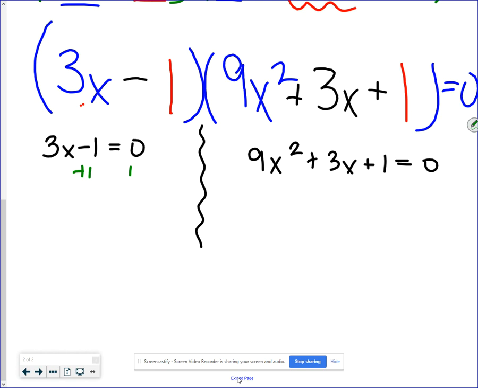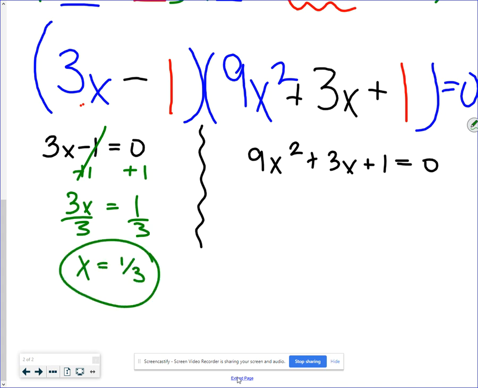So here we're going to add 1 to both sides. We get 3x equals 1. Divided by 3, we get x equals 1/3. That's one of the roots. Now over here, what do we have? What type of equation is this? This is a quadratic equation. It has degree 2 because the largest exponent is a 2. That's the degree. So this equation should have 2 roots. This equation over here had 1 root because this is to the first power. 1 plus 2 is 3. So we'll have 3 roots.